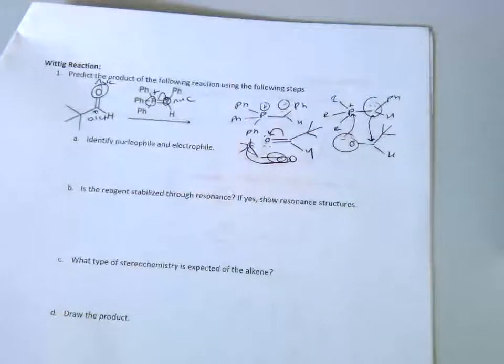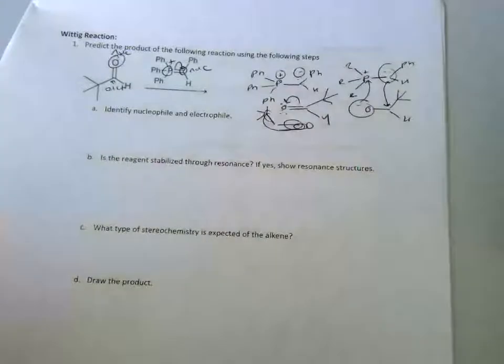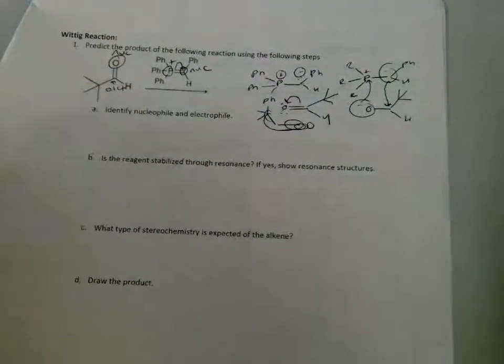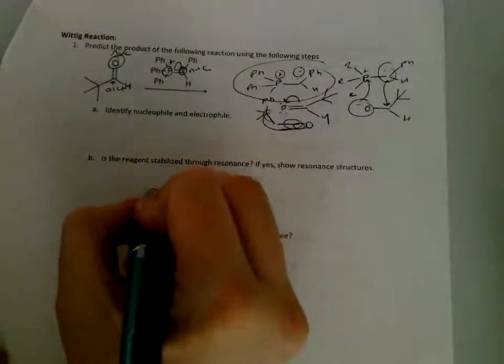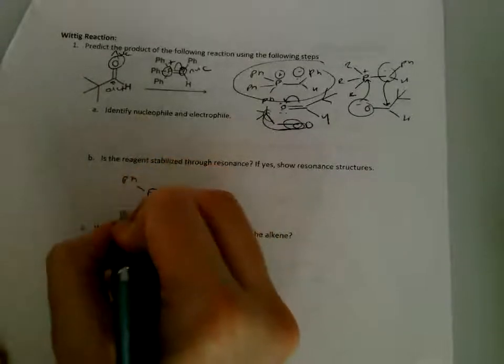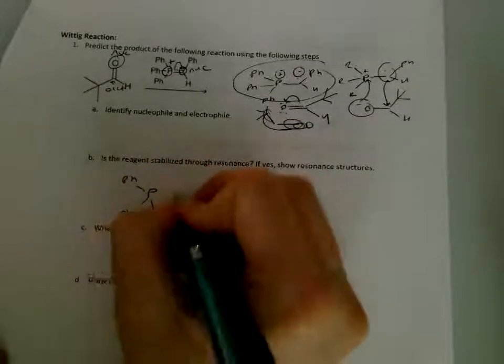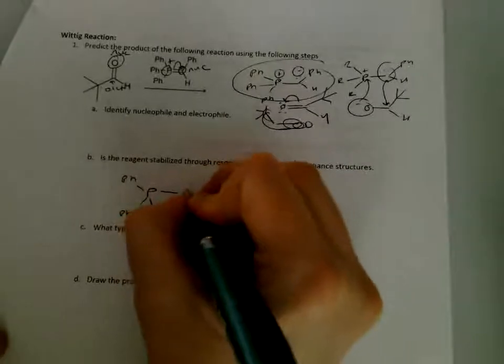But I don't think you'll need to know that in depth of what happens. Now, the next question is: is the reagent stabilized through resonance? If yes, show resonance structures. So I drew this. The zwitterionic form is what this is called, where there's a positive and a negative charge coexisting next to each other. And this is definitely stabilized through resonance.